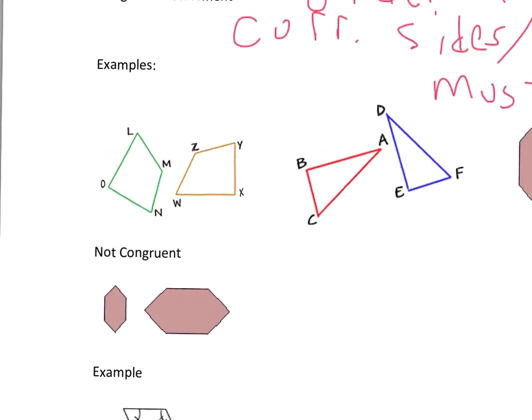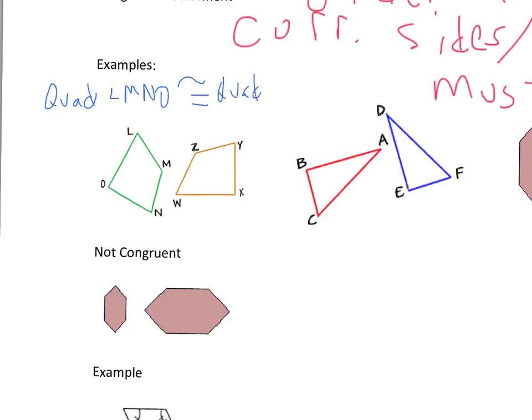So let's look at some examples here of writing congruency statements. We will do it for this pair of quadrilaterals, and we'll also do it for the triangles. So if I'm going to write it looking at these two, I'm going to say quadrilateral, and then just pick the green quadrilateral here. I'm just going to pick a way to name it, the order of letters. So L, M, N, O. If we're writing a congruency statement, we need to use our congruent symbol. And then quadrilateral.